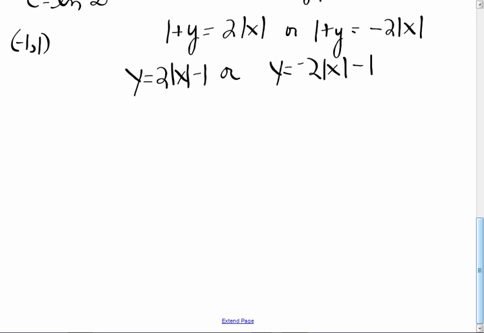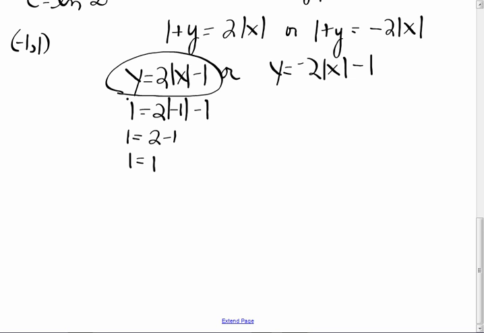So let's put it into this one. Y is 1, 2 absolute value of negative 1 minus 1. Did I do that right? So that's 2 minus 1. 1 is equal to 1. This one is the solution. The other one will give me a negative 3 or something.